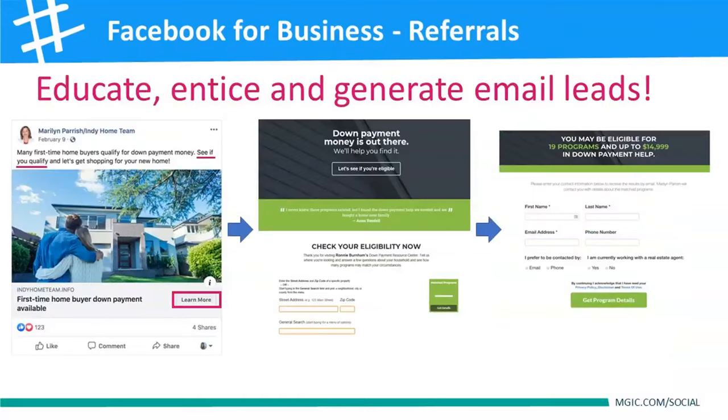And then you want to share that down payment Connect page, because this is going to give people the option to do that research on their own, right? Here, this person said, hey, many first-time home buyers qualify for down payment money. See if you qualify. And this is where they click on that link. They'll go to that personal page where it's asking them, hey, check your eligibility. And as soon as they do that, they're going to see, hey, you may be eligible, in this case, for up to 19 programs and up to almost $15,000 in down payment help.